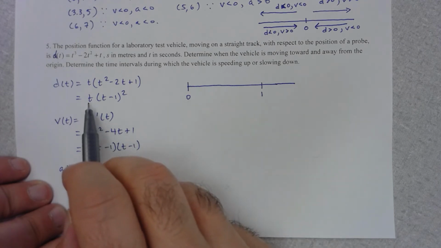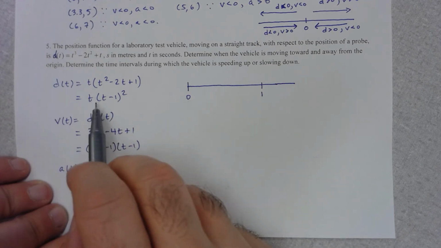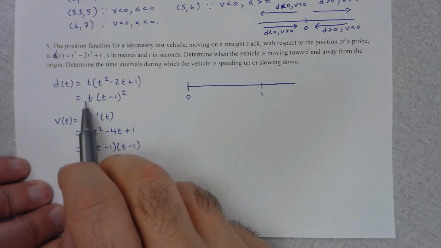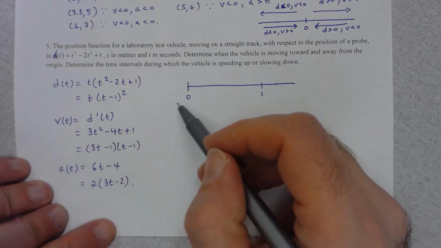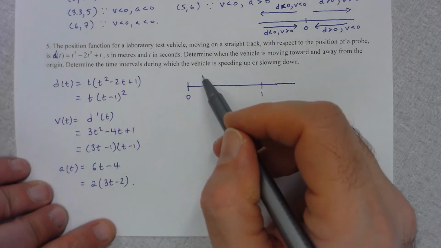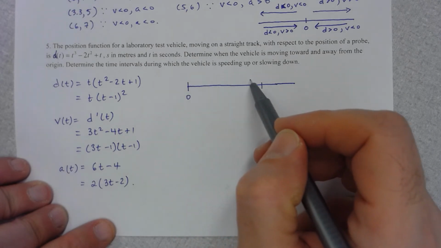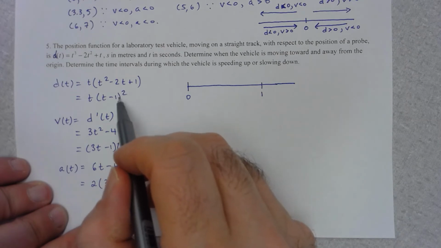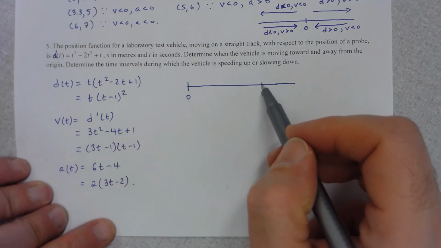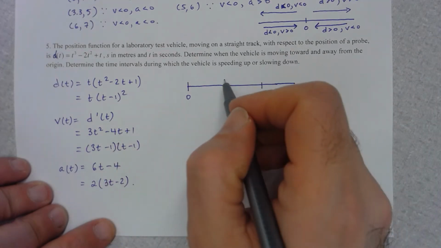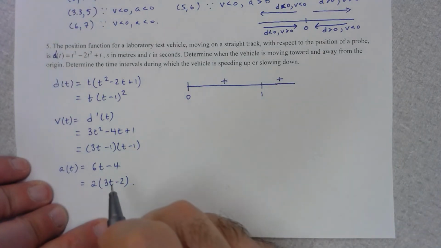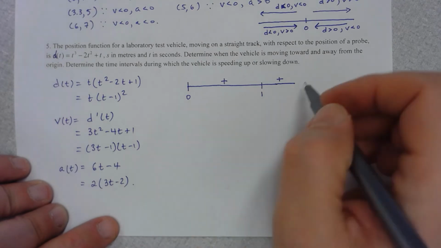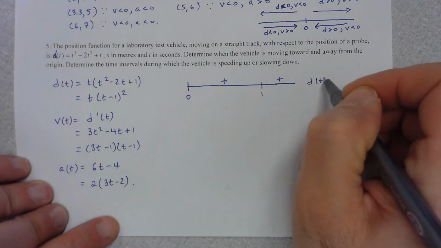So let's take a look at how this behaves. It's a cubic, and I have a positive leading coefficient. So I'm starting at negative infinity. I'm coming through 0, so it's positive. But then at 1, I have a 0 of order 2, so it's just going to bounce off. So in other words, the position will be positive on both sides of 1. Okay, so this is going to be my position function.